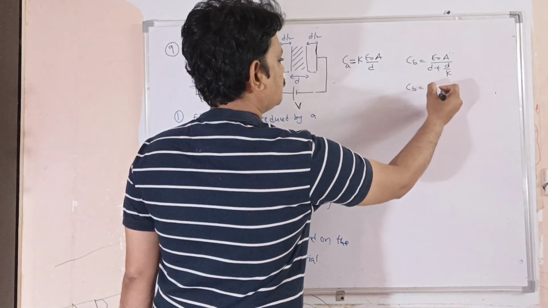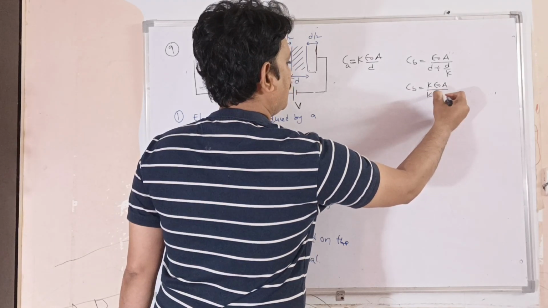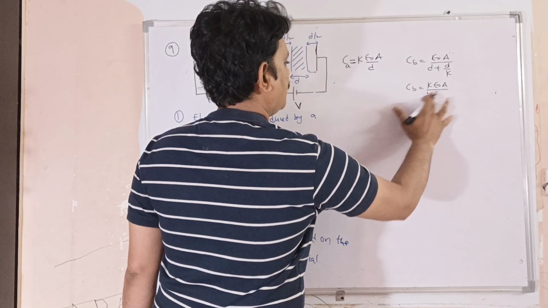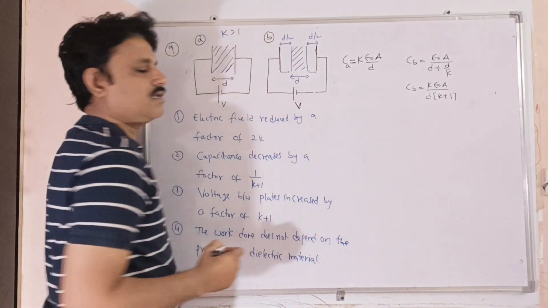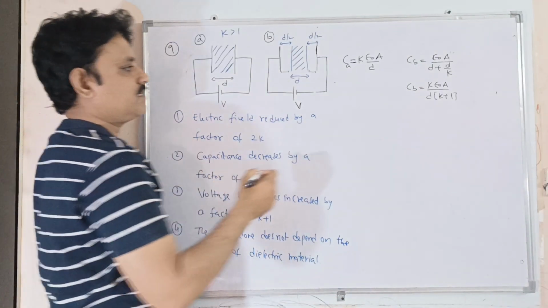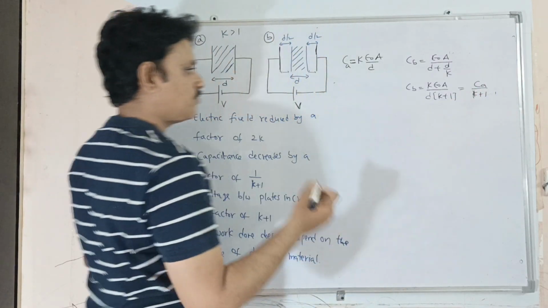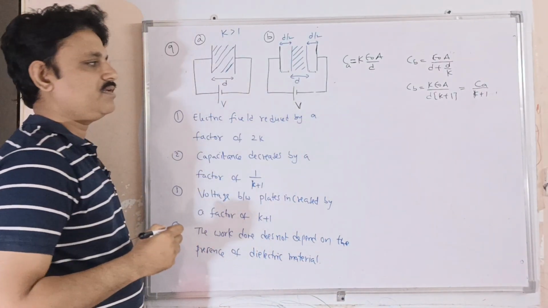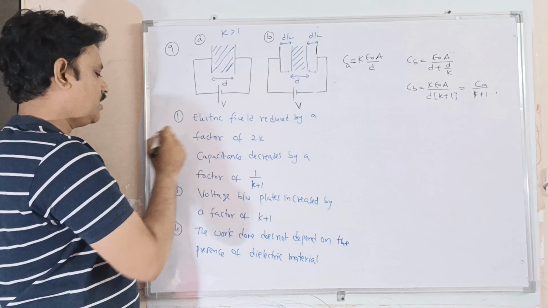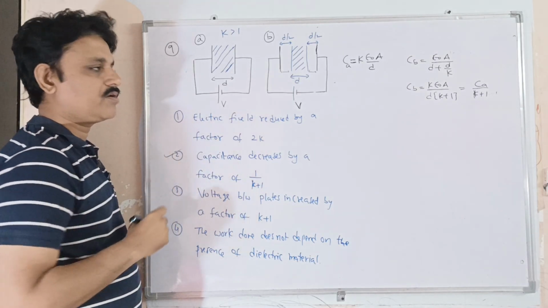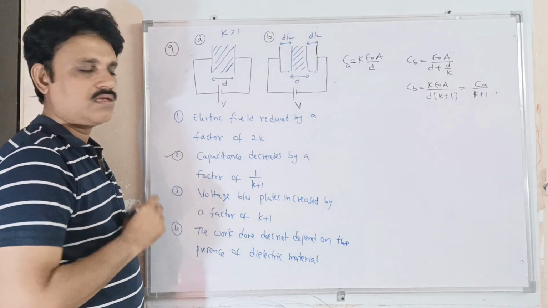Cb is equal to epsilon naught A into K by K into D into K plus 1. That is the capacitance Cb in the second case. So Cb is finally equal to Ca by K plus 1. So students, what we proved is that Cb, the capacitance in the second case, decreases by a factor of 1 by K plus 1. So the second option is the right option given in the problem, and the capacitance comparison we proved here.